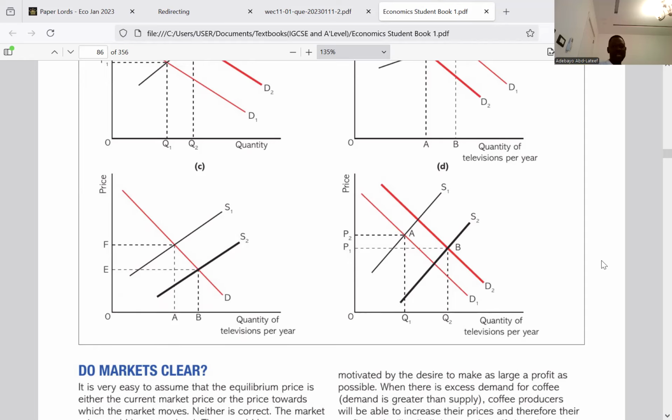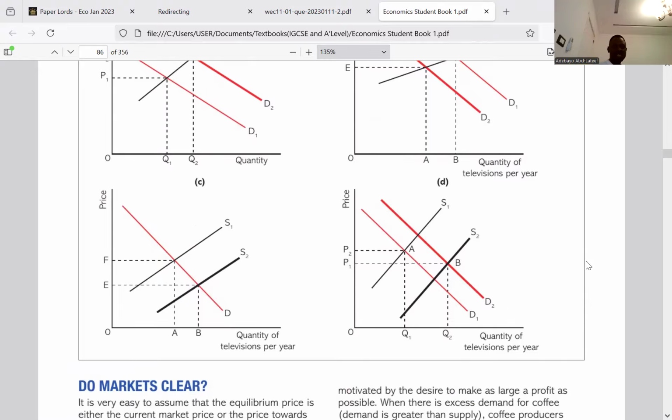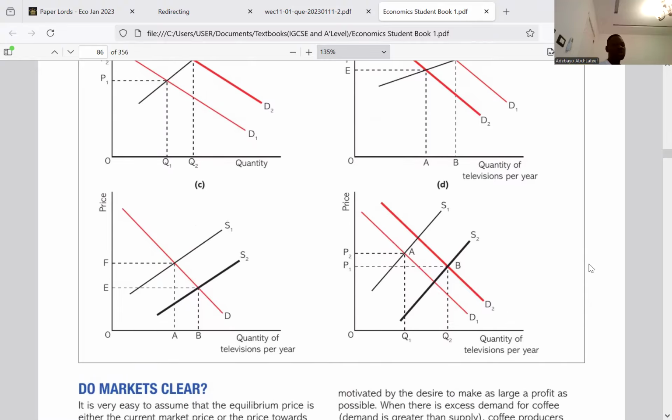Do you get the point I'm making here? A, B, C show equilibrium, but D shows disequilibrium. Do you get it or not? The market clears if demand equals supply at the price. That is equilibrium. But what we have here, the price at P1 brings about quantity supplied at S2 and quantity demanded at D2.